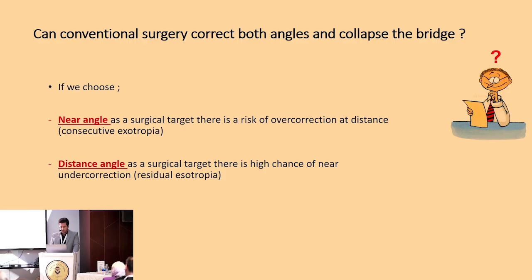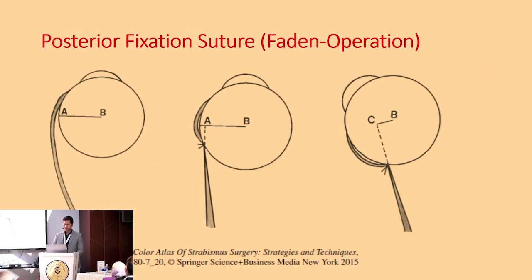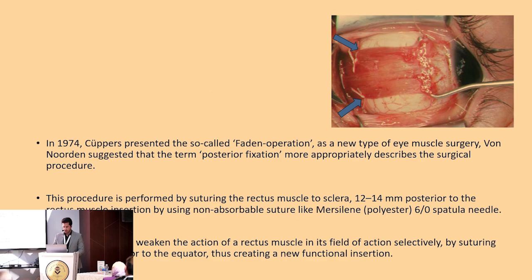There are a lot of surgical algorithms that have been advocated as treatment options. I will talk about one of them, which is the posterior fixation suture, also called the Faden operation. Faden is a German word meaning suture. This has been advocated by Cüppers, and later it was modified by Dideker, and the name was changed from the Faden operation to the posterior fixation suture by von Noorden.